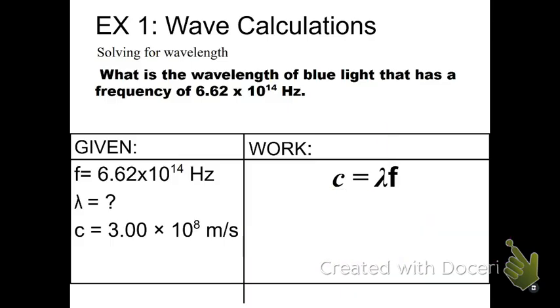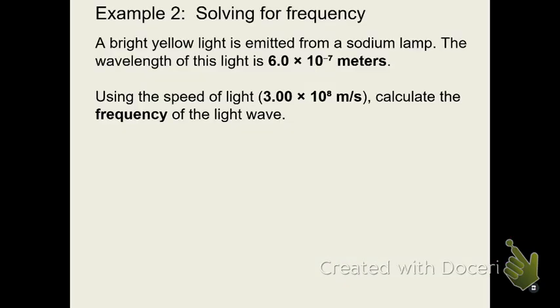Let's do our next example, which is going to be solving for frequency. Now on your paper, this is not the same problem because I wanted to make sure I gave you a frequency problem. So just cross out the word part and we'll solve for this one, okay? So solving for frequency, a bright yellow light is emitted from a sodium lamp. The wavelength of this light is 6.0 times 10 to the negative 7 meters.